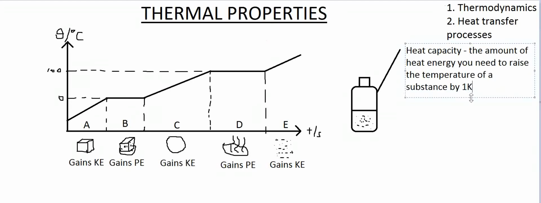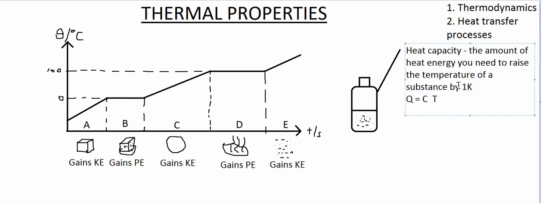So the equation is Q equals C delta T, or theta. There's supposed to be a delta here.